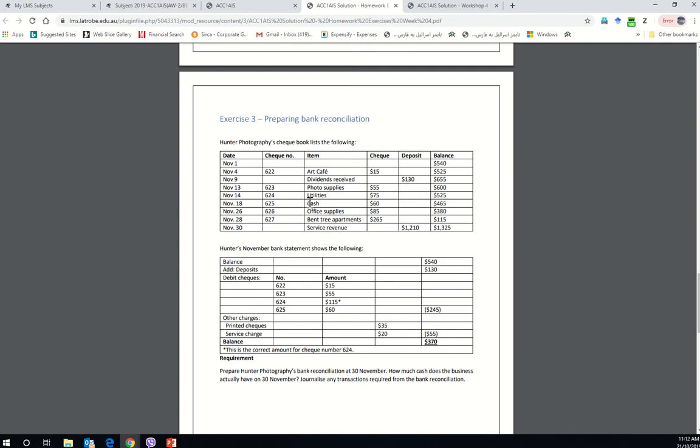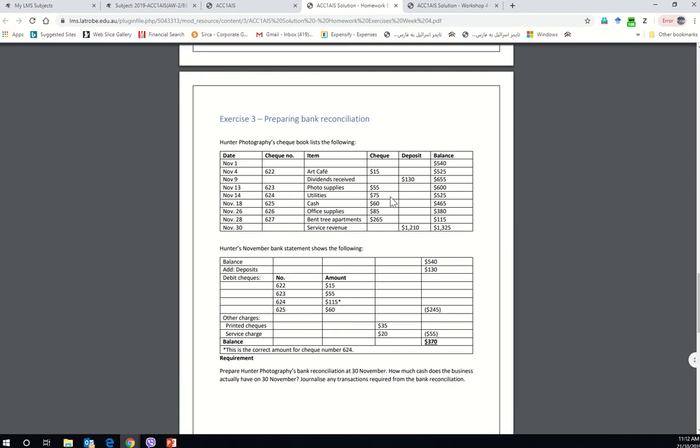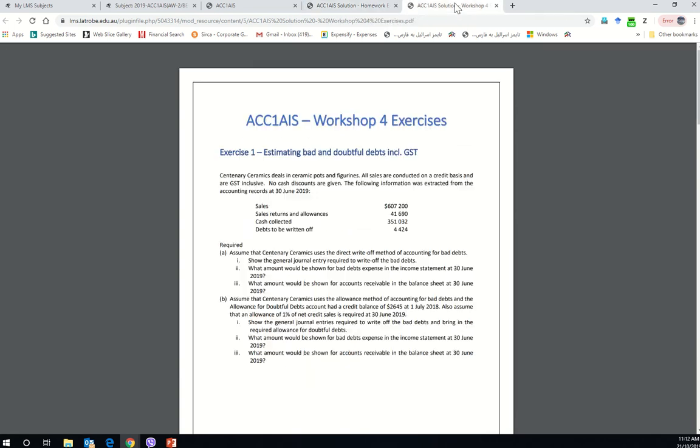And then in your books, you have different items, either the checks that you have issued to someone or deposits that you have put in the bank. So the differences could be because of fees, usually bank fees, or timing differences, or the result of any error made by you or by the bank. So have a look at the preparation of the bank reconciliation as well in this week.